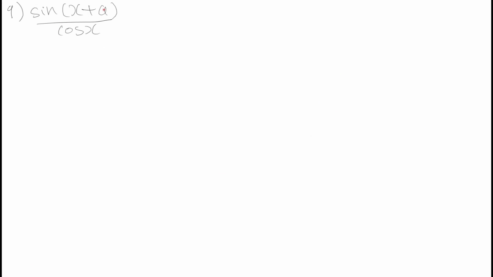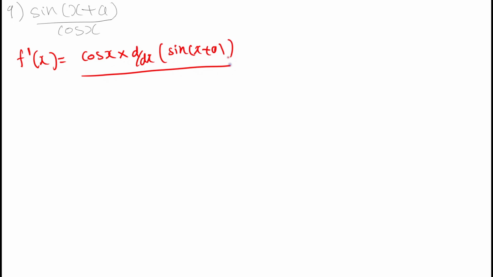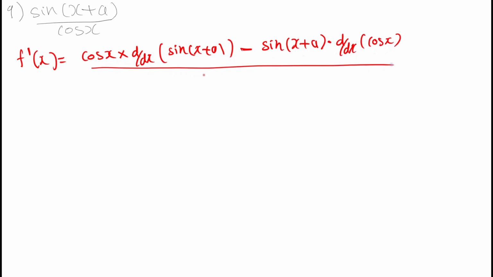Next question is sin of (x plus a) by cos x. So here we can write f dash of x is equal to denominator into d by dx of the numerator, that is sin of (x plus a), minus numerator sin of (x plus a) into d by dx of cos x, divided by cos x whole square. See here, a very important thing is d by dx of sin of (x plus a) is there.